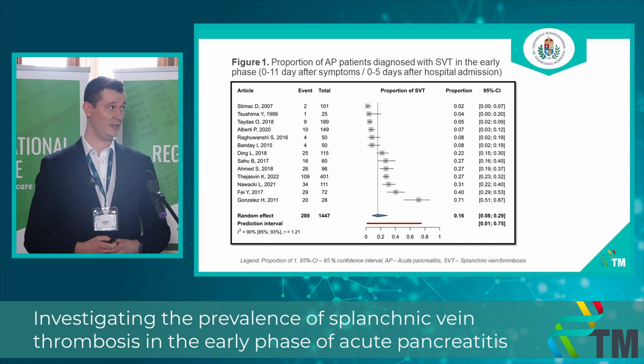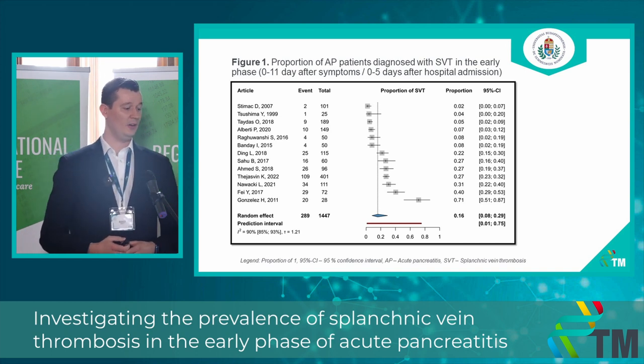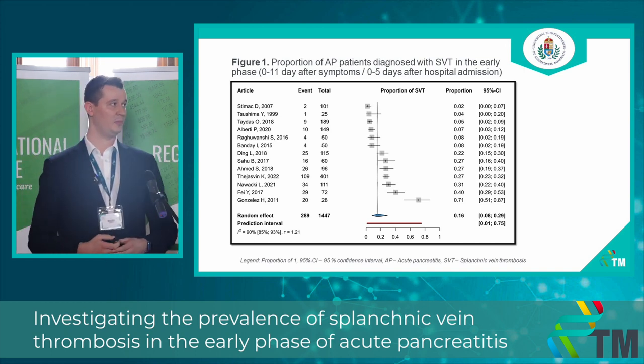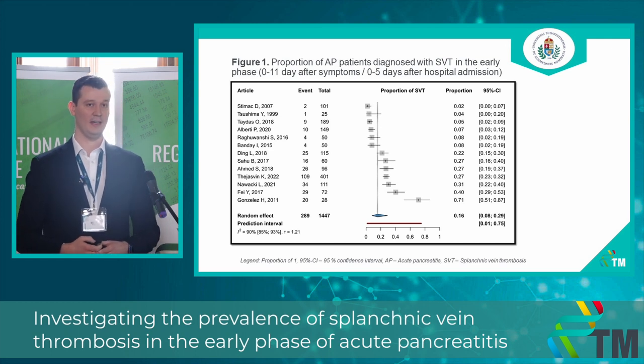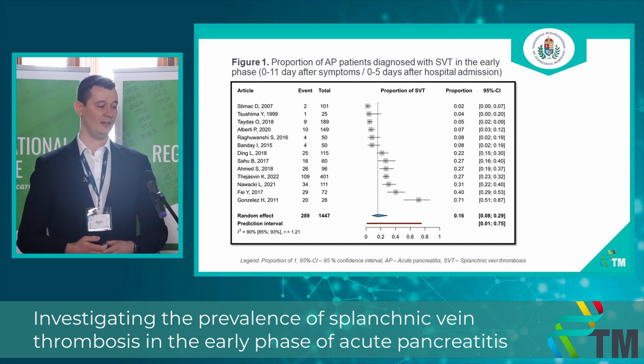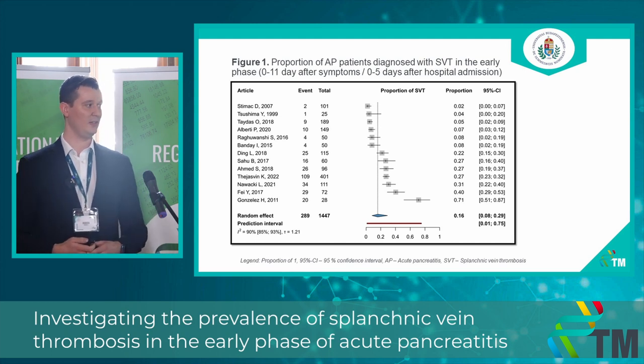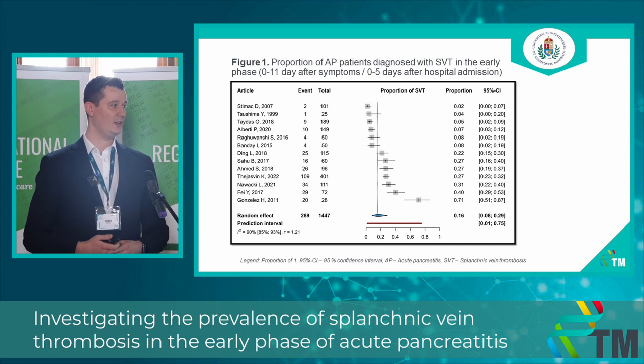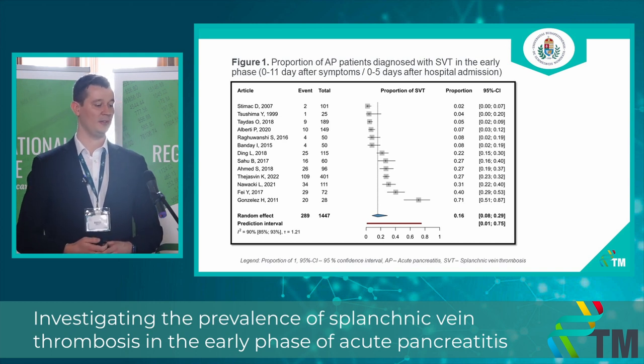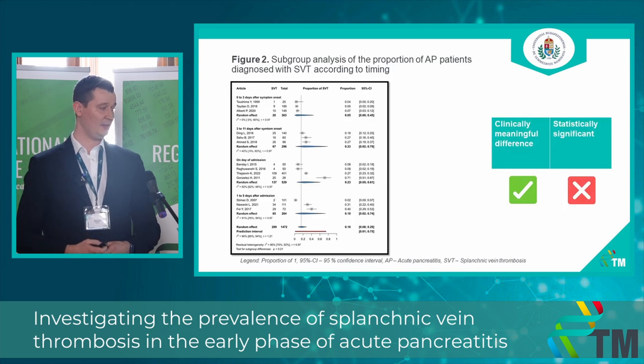So here are the results of the analysis. On this figure, you can see the pooled proportion of SVT in the early phase, meaning first 11 days after symptom onset or first 5 days after hospital admission. And the result is expressed as a proportion between 0 and 1. And the result of 0.16 means that approximately 1 in 6 patients are affected.